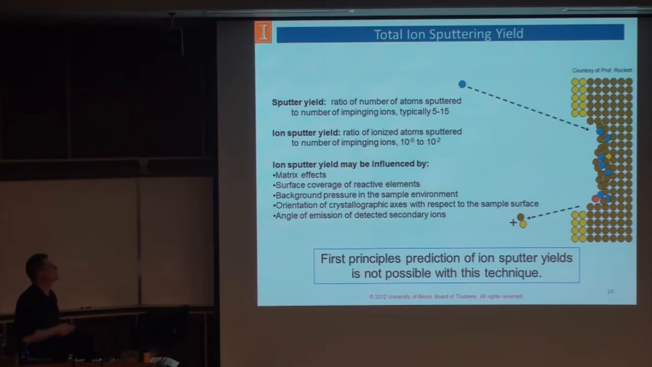And it can be influenced by lots of things. Matrix effects: what's it sitting next to? Surface coverage of reactive elements: did you put something on the surface that helps enhance that signal? Background pressure of the environment: did you put in a gas that helps enhance the ionization? Crystal orientation of crystallographic axes: that's a smaller effect, but can have an effect. And then the angle of emission. Generally, we always go straight out. But basically what this says is that from first principles, we can't be quantitative with SIMS. We have to do something else, and that something else is usually using a standard.